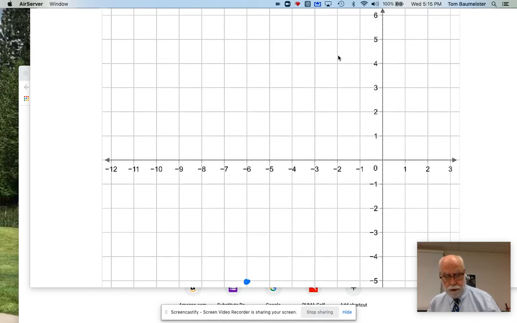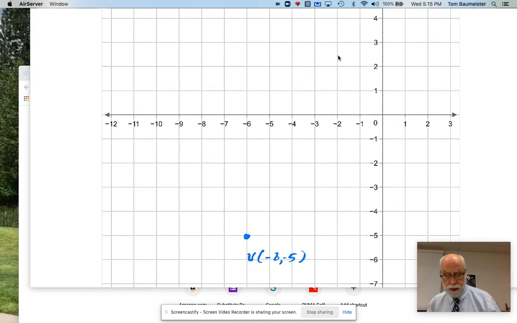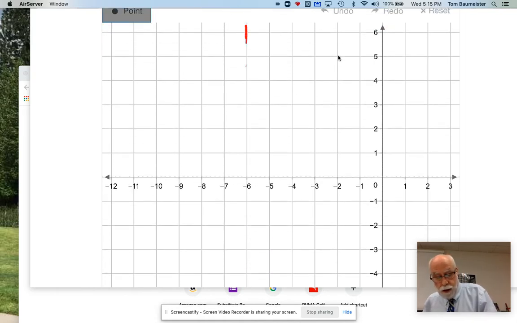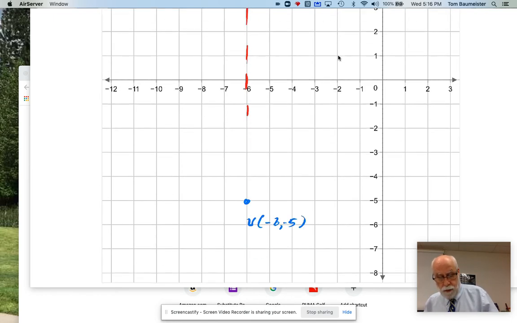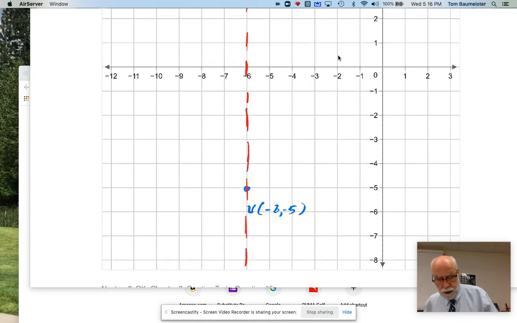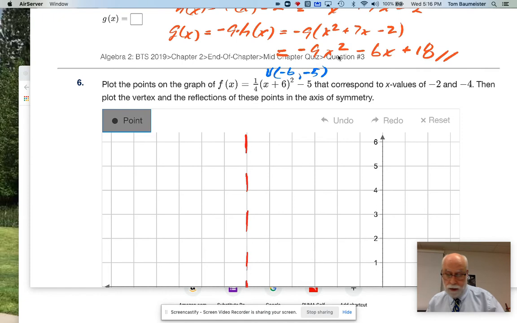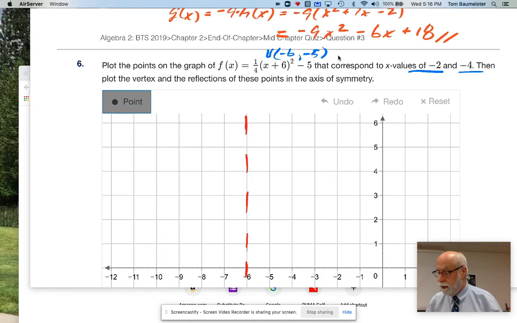All right, now that's also where our line of symmetry is going to be. So I told you you really can't do this on here, but I can do it for you right here. And we're just saying that our line of symmetry, or axis of symmetry, is x is equal to negative 6. So then they told us that they wanted us to get values that correspond to negative 2 and negative 4, and then to plot these in their reflections.